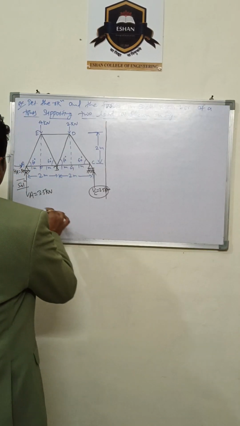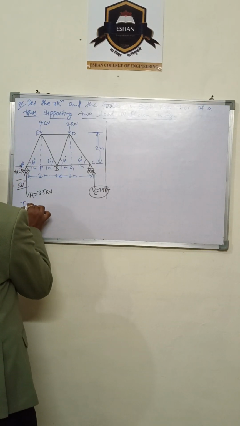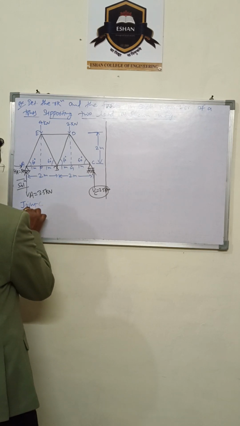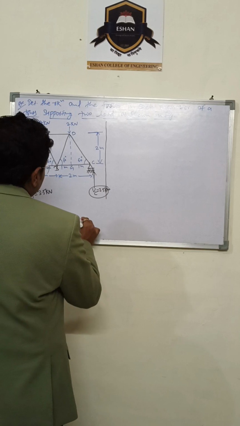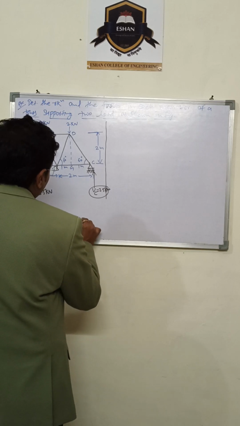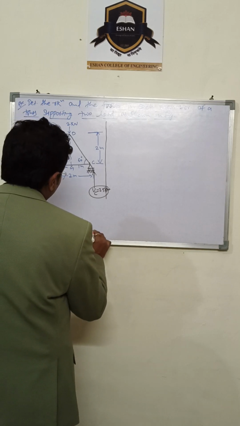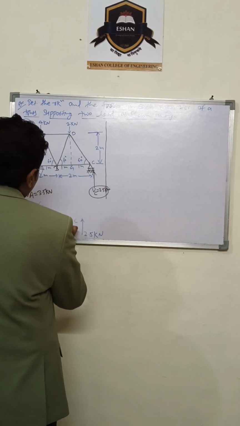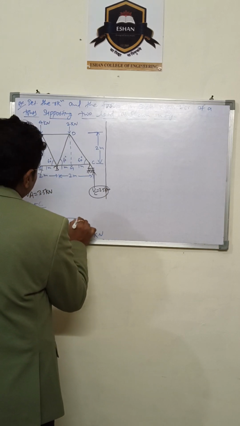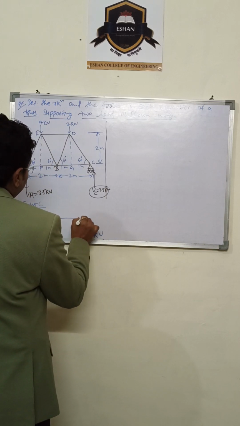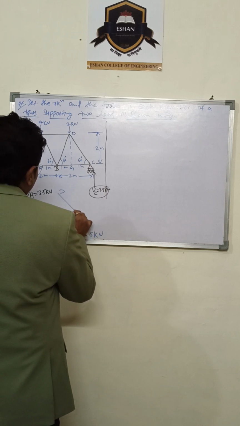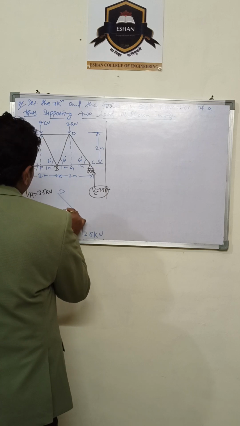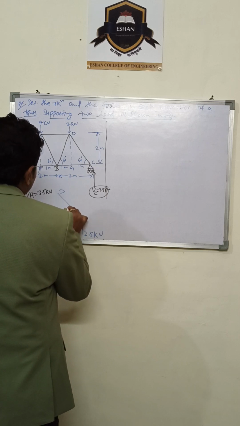Okay. Now consider the next joint, joint C. Draw the FBD simply. C has a vertical force equal to 2.5 kilonewton, and this member is also connected. This is CB, and this member is also connected to D, and the angle between them is given. This angle is 60 degrees.